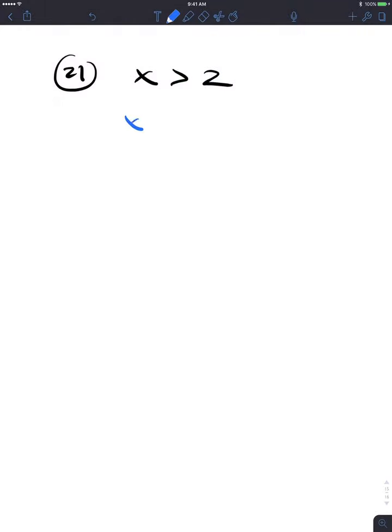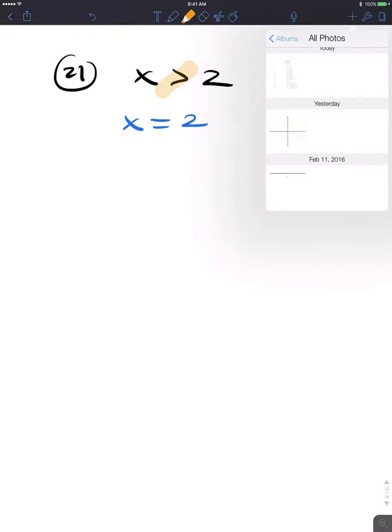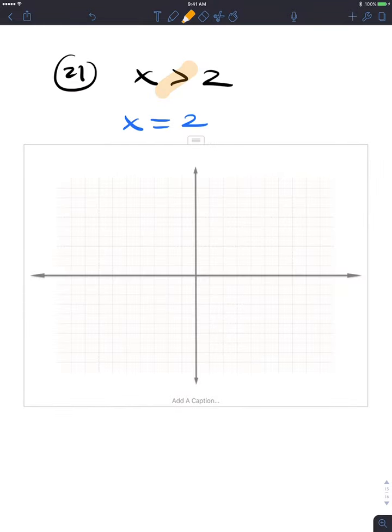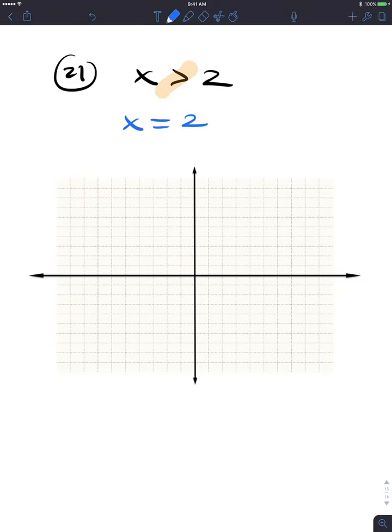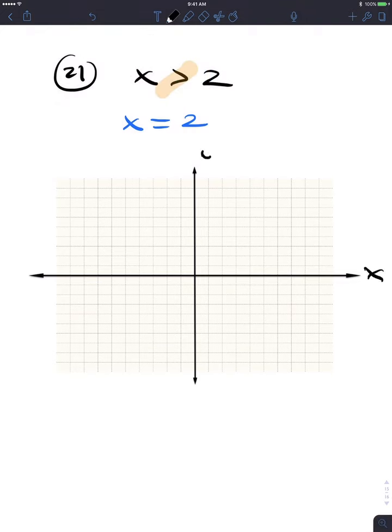Number 21. X is greater than 2. Again, we first start by graphing the line x is 2, and notice this is a strict inequality, so it's going to be a dotted line. We need to graph. Okay, we have the x-axis and the y-axis.